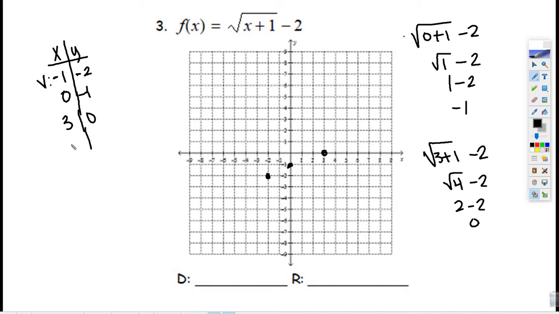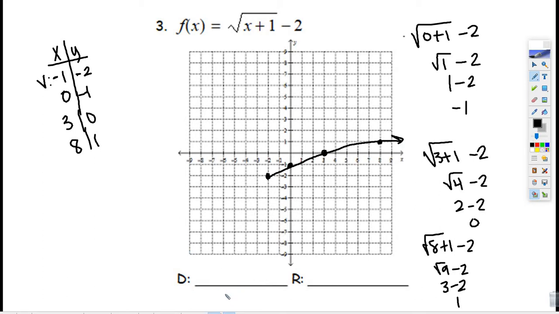I could choose one more. Any of these points, you have to include the vertex, but any point after that just helps you graph. So I have the square root of 8 plus 1 minus 2, square root of 9 minus 2, and 3 minus 2 is 1. So I have 8, 1, and you get this nice little curve.